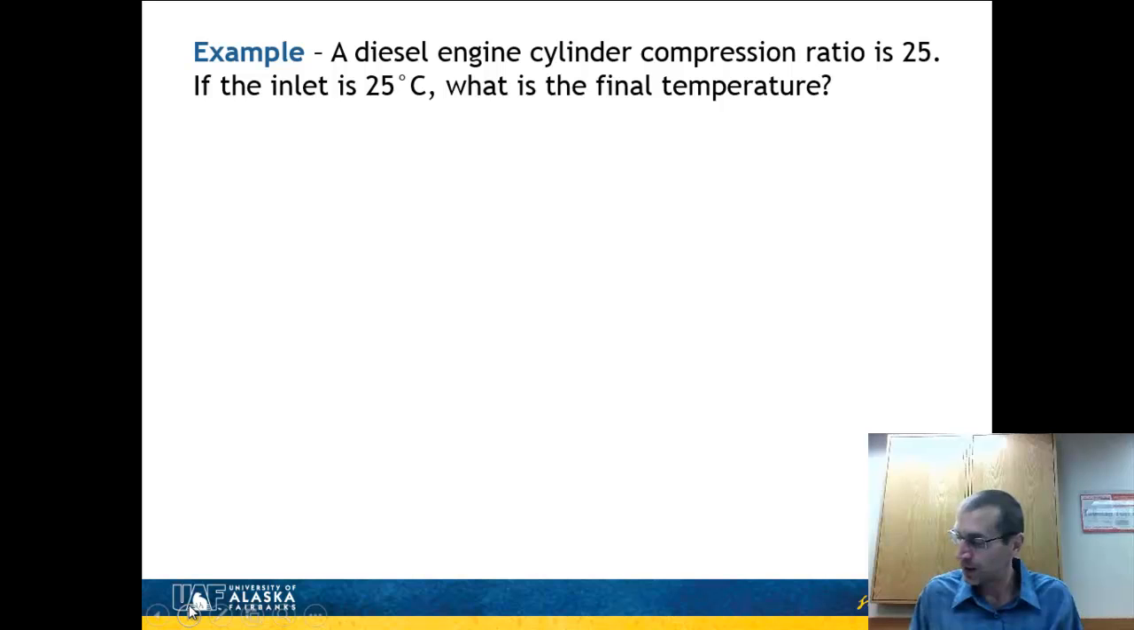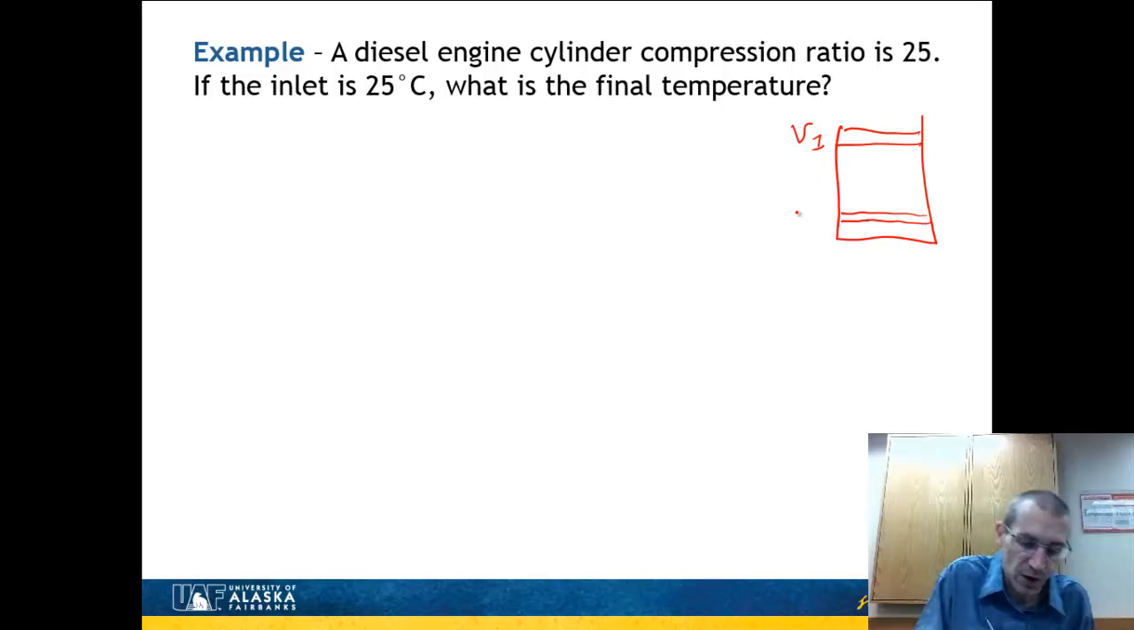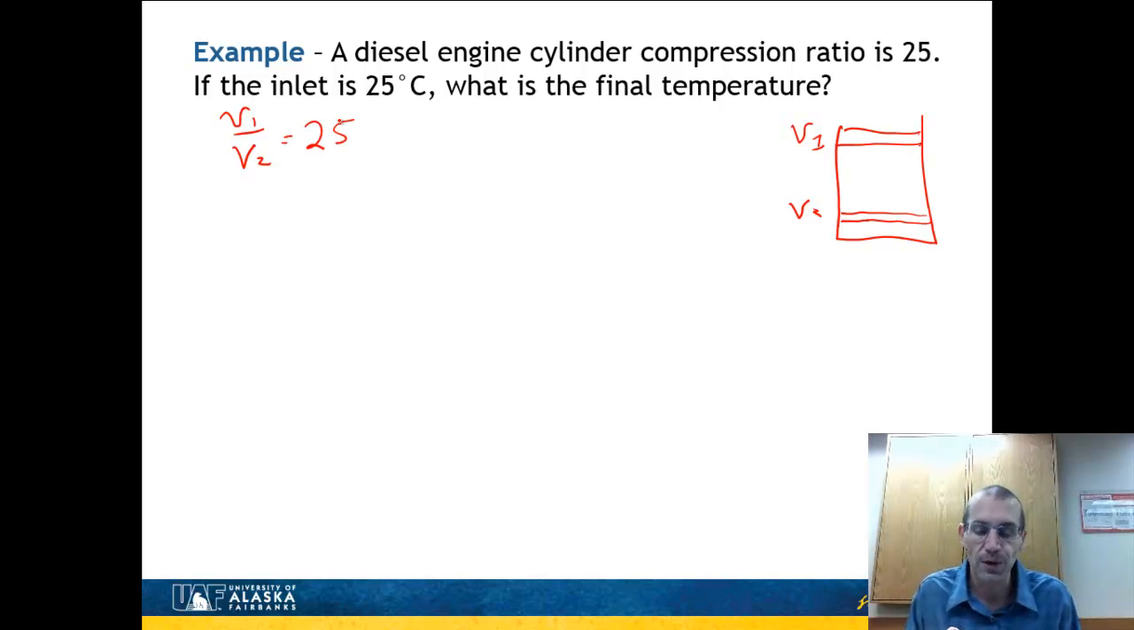So let's go ahead and do an example here. What I'm going to look at is a diesel engine cylinder where the compression ratio is 25. What that means, if you're not familiar with car terminology, is that if I look at the piston cylinder, if this is the initial volume, V1, when it's at the largest volume, and when it's at its smallest volume, if that is V2, the compression ratio is simply V1 over V2. So that right there is equal to 25. That's what's known as the compression ratio. And diesel engines have pretty high compression ratios.